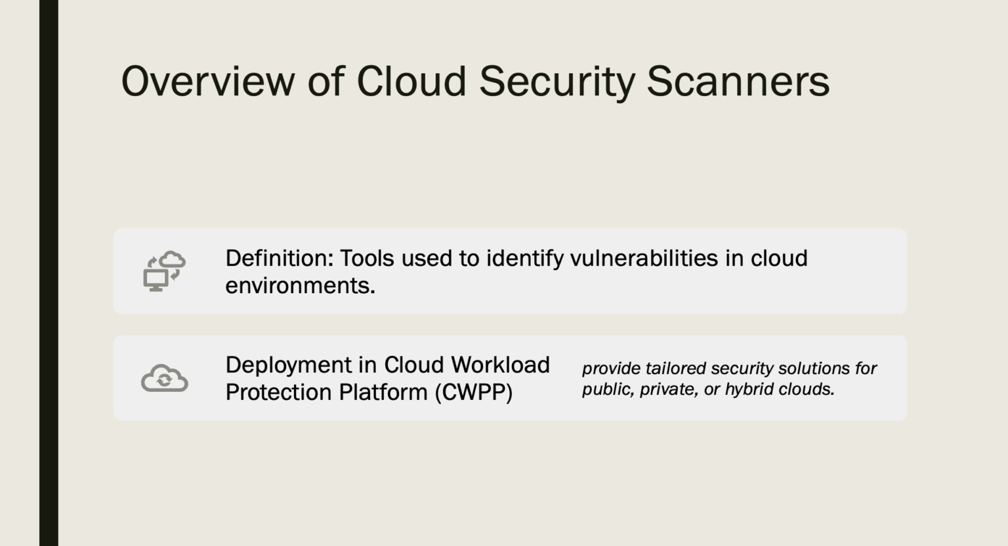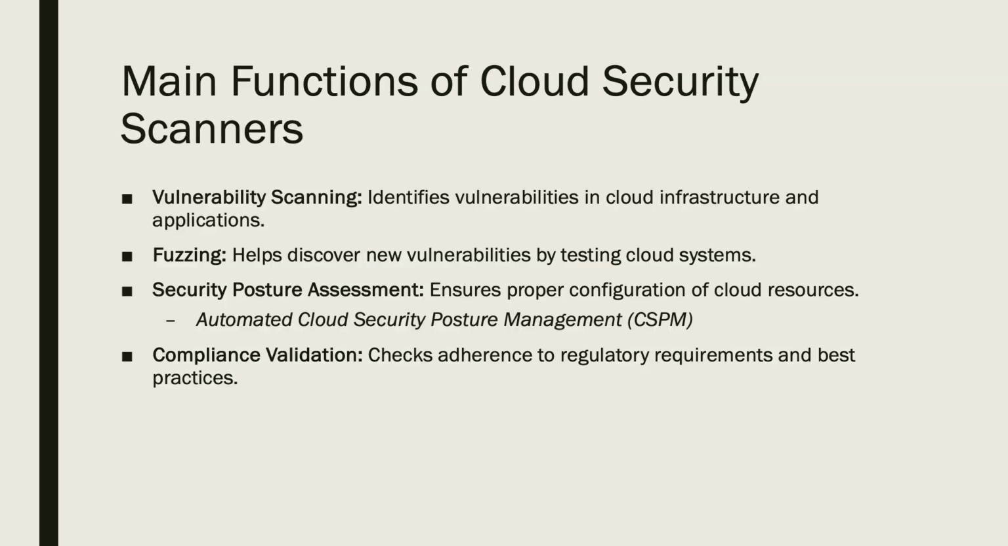So, an overview of cloud security scanners. Basically, they're just tools to identify vulnerabilities in cloud environments. They're often deployed in cloud workload protection platforms, which can be tailored towards the cloud, whichever cloud, whether it be public, private, or hybrid. When we talk about the main functions of cloud security scanners, mainly we're thinking of vulnerability scanning, obviously, and then fuzzing can be a way for the scanners to test the applications.